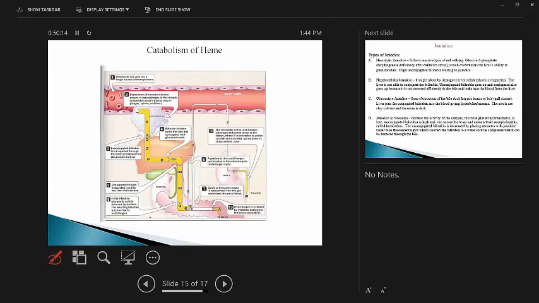And then it ends up here. Some of the urobilinogen is reabsorbed from the gut and enters the portal blood. And urobilinogen is oxidized by intestinal bacteria, way low down, to give brown stercobilin, which is the color of stool, the normal color of stool.